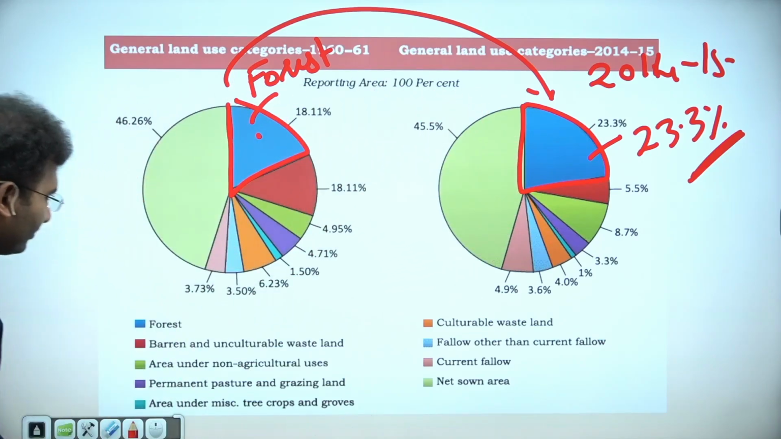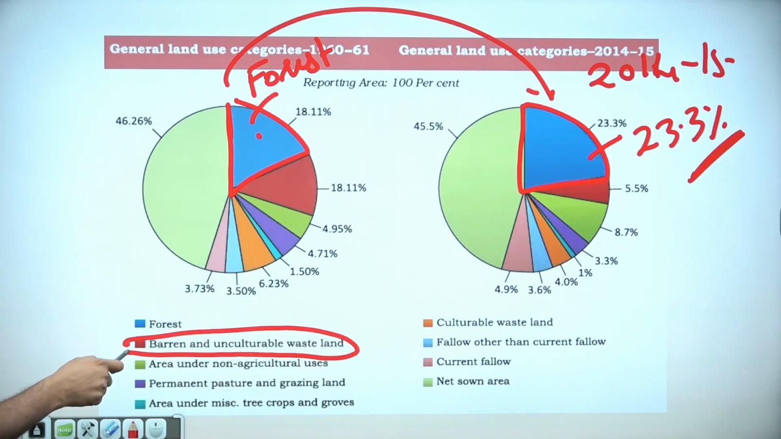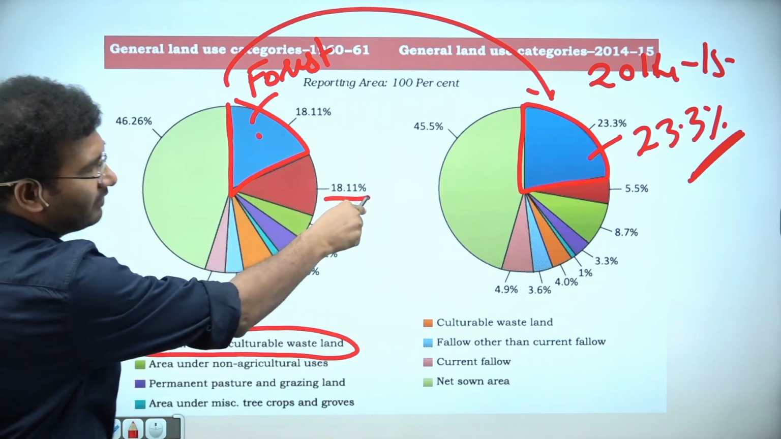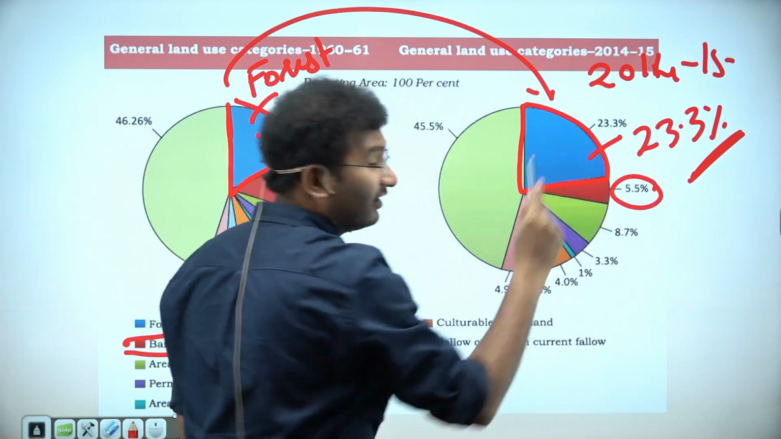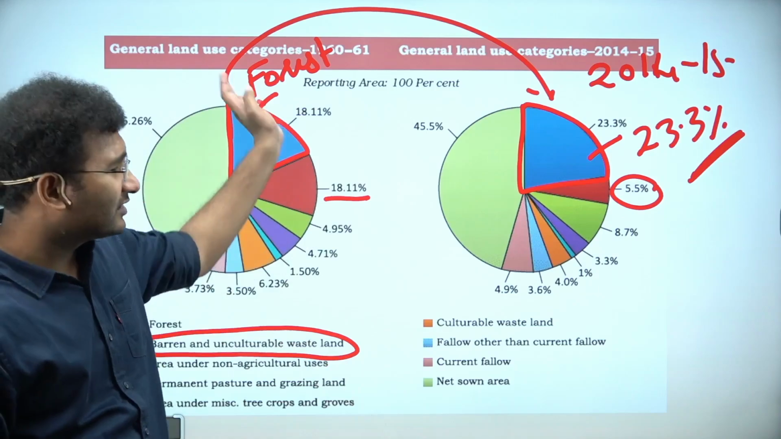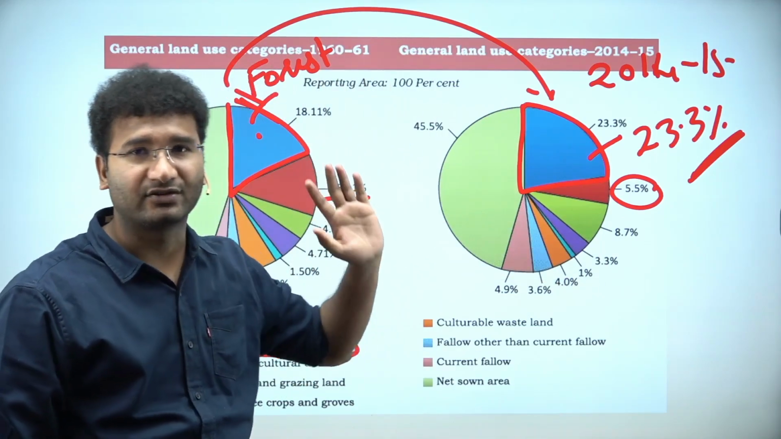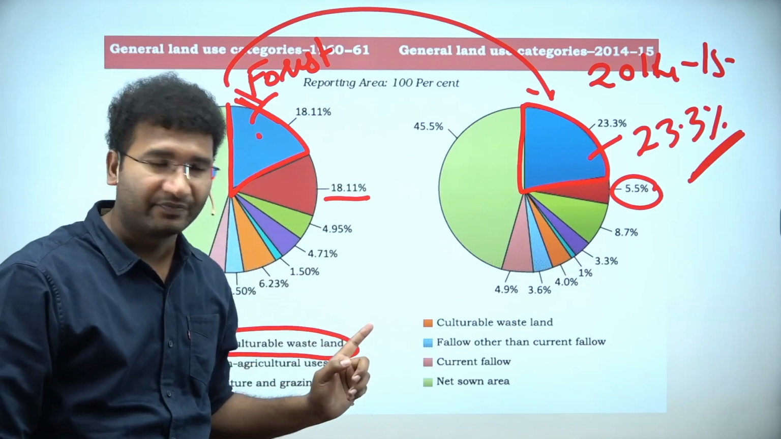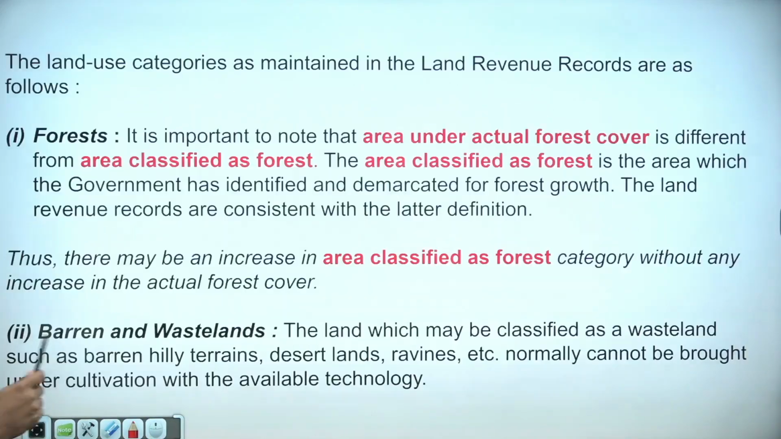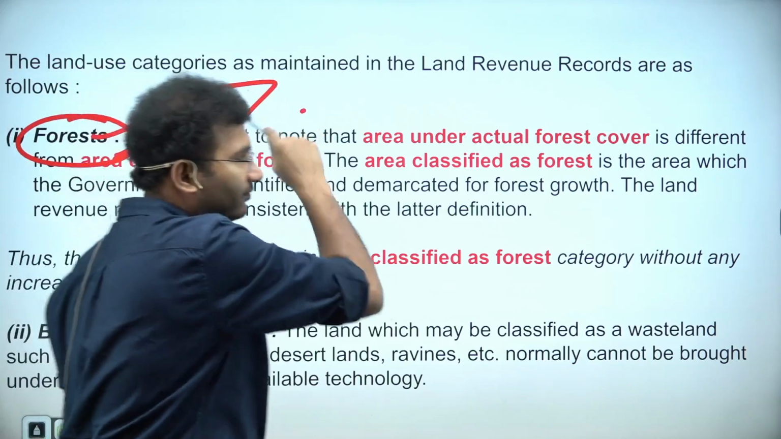Likewise, you look into the barren and unculturable wasteland. It was 18.11%, but now we have reduced this area to 5.5%. To understand these land use pattern changes, you need to know the definitions of these terms. So let's quickly go and learn the definitions here. First, what is forest? You have already learned that, okay?